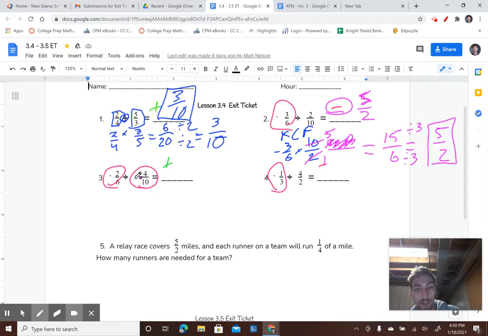All right, same thing for problems 3 and 4. Keep change flip. That's going to get you your answer. Don't want to be too repetitive here.